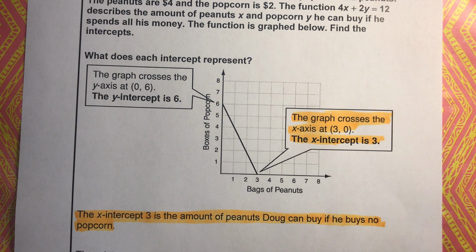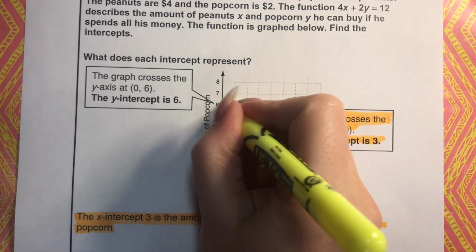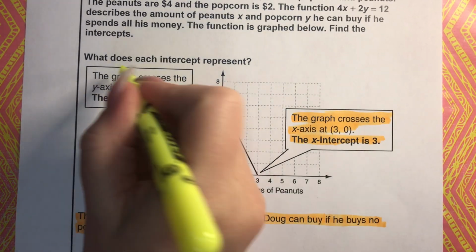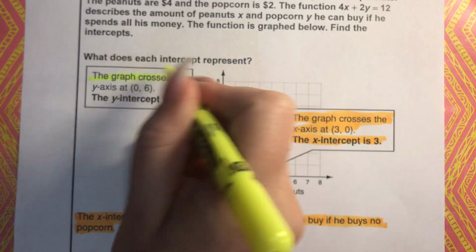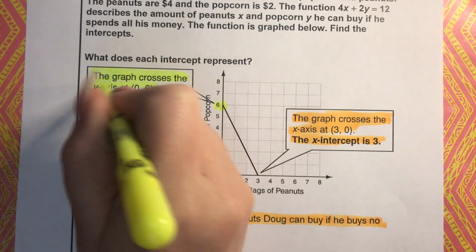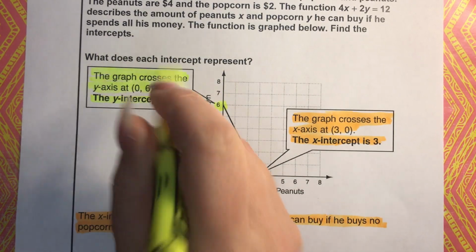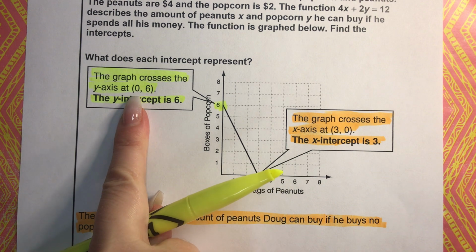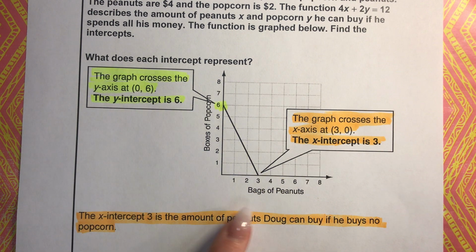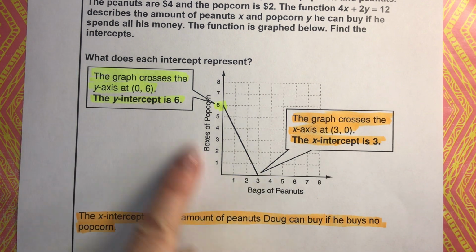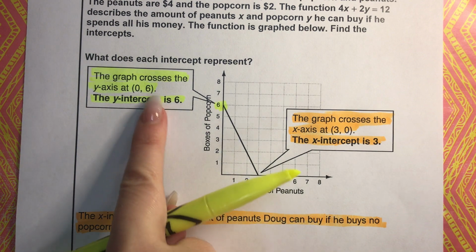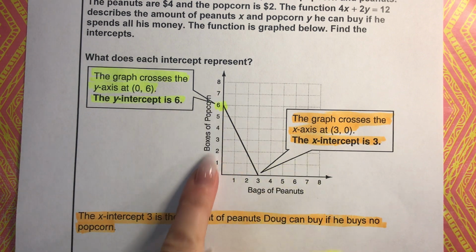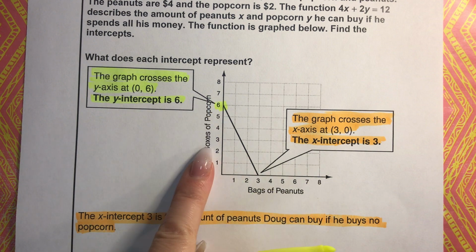Now let's go ahead and look at the y-intercept. I think it's pretty clear that the y-intercept is where it crosses the y-axis, which is right here at 6. So the graph crosses the y-axis at (0, 6). So that means that the y-intercept is 6. I love to look at the point because x is bags of peanuts. So that means there's 0 bags of peanuts for 6 boxes of popcorn, because 6 is referring to the y.